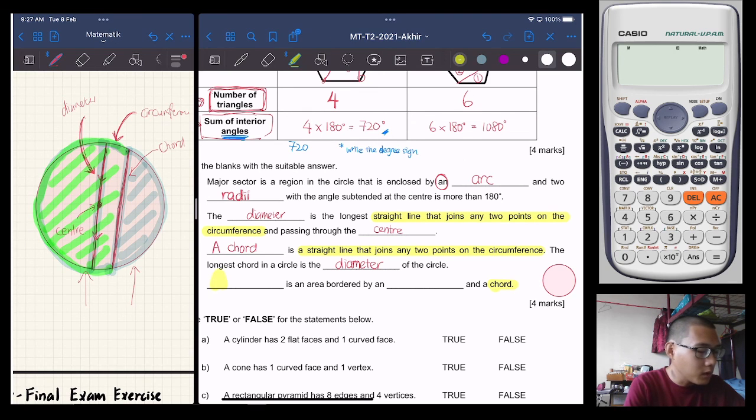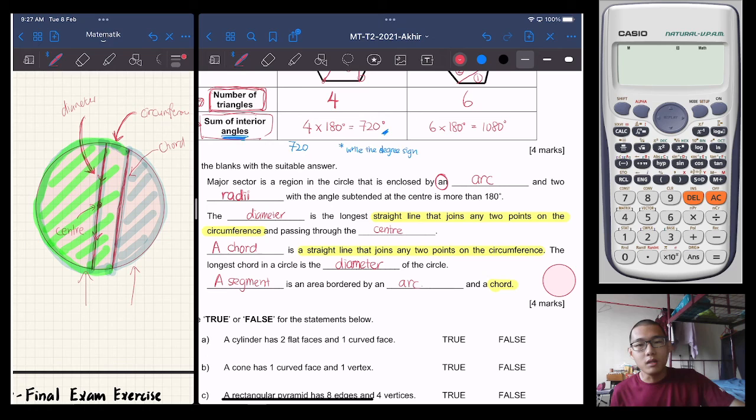A segment. I use the highlight a segment. So don't write major segment, minor segment, okay. Don't specify yet. It is bounded by an arc and a chord. So that is our answer for question 2. Done.